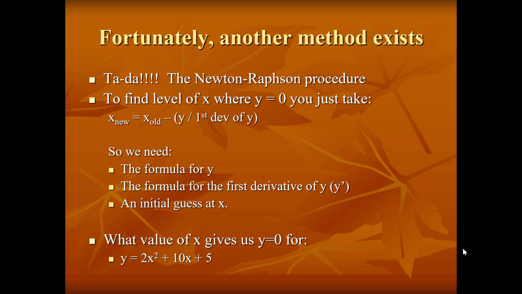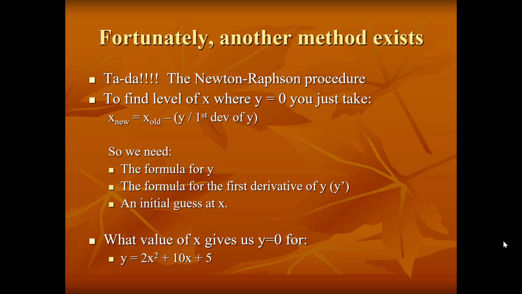So to do this, we're going to use something called the Newton-Raphson procedure. And this has been around for a while. It's named after Isaac Newton in part. Sometimes it's just called the Newton procedure. But it's an iterative process that lets us solve an equation or get a value for an equation where we can't necessarily just solve for it.